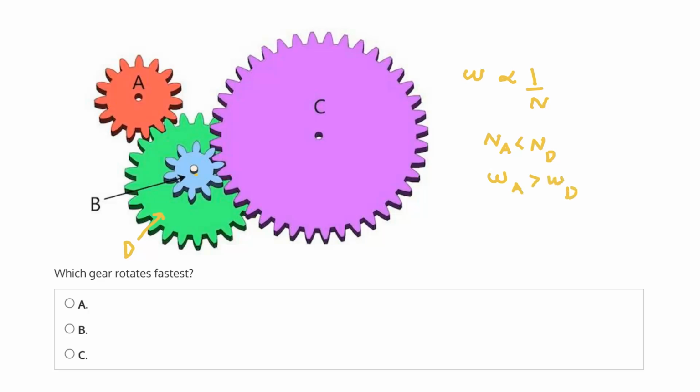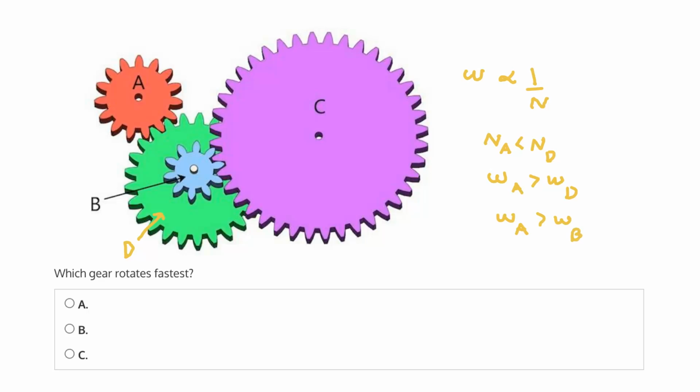And we can see that gear B is connected to the same shaft as gear D, which means the rotational speeds of gears B and D will be the same. And if we know that the rotational speed of A is greater than that of D, then we also know that the rotational speed of A is greater than that of gear B.